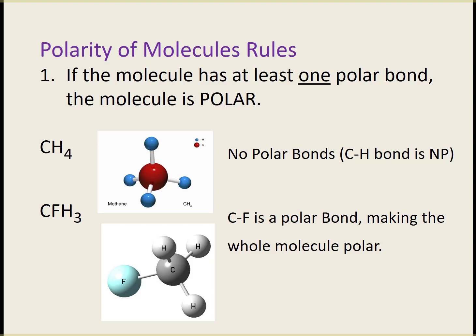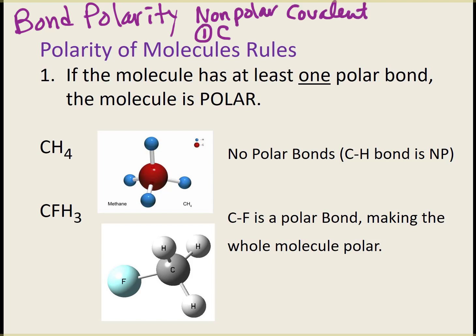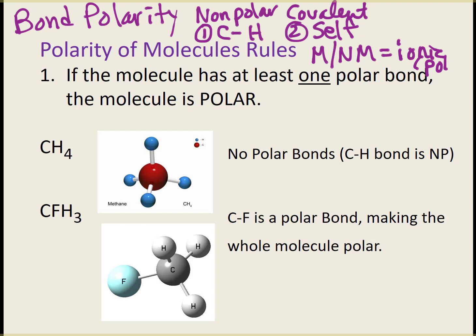Before we get into talking about the polarity of molecules, let's review the polarity of just a bond. You need to memorize that if it is nonpolar covalent, when you have a carbon-hydrogen bond, or when it's bonded to itself. And then please remember, if you have a metal bonded to a nonmetal, that is called ionic. But ionic, it is polar.